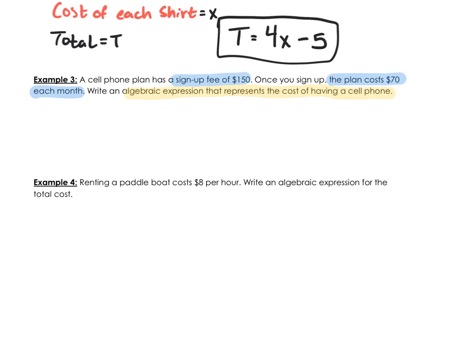Think about this. I'm trying to let y'all figure this out. I'm going to see if y'all can figure it out. What are we missing? We know the sign-up fee. We know the cost per month. What do we not know? No, well, but the total's what we're looking for. That's what we want to know. So that's in the yellow.